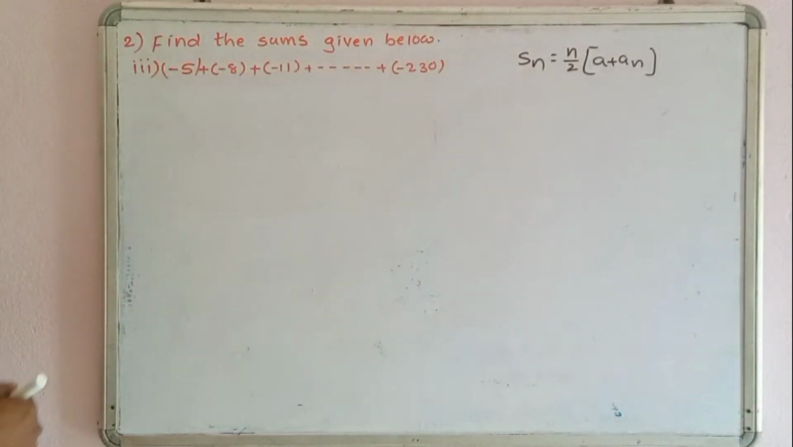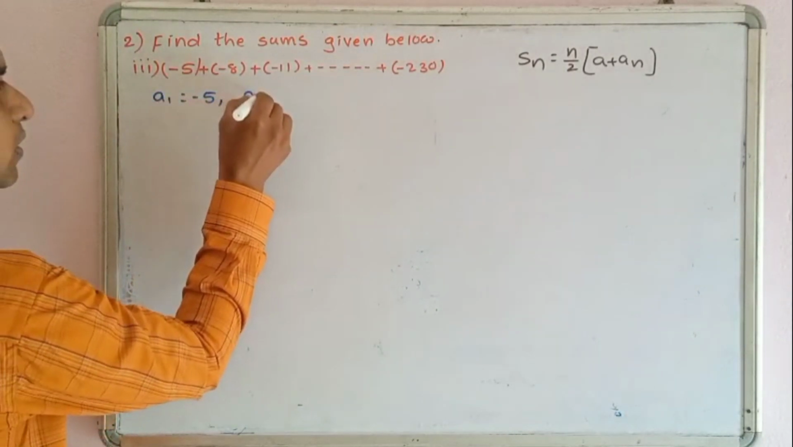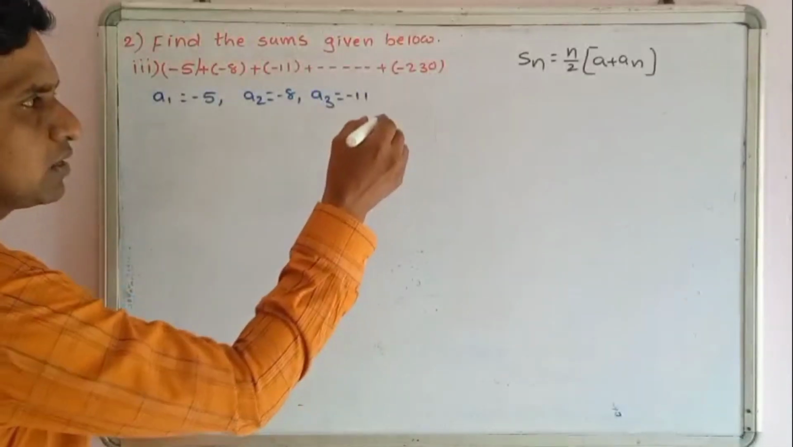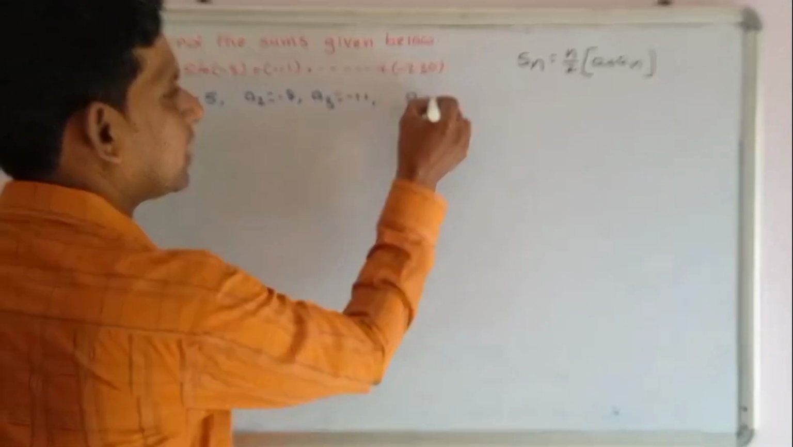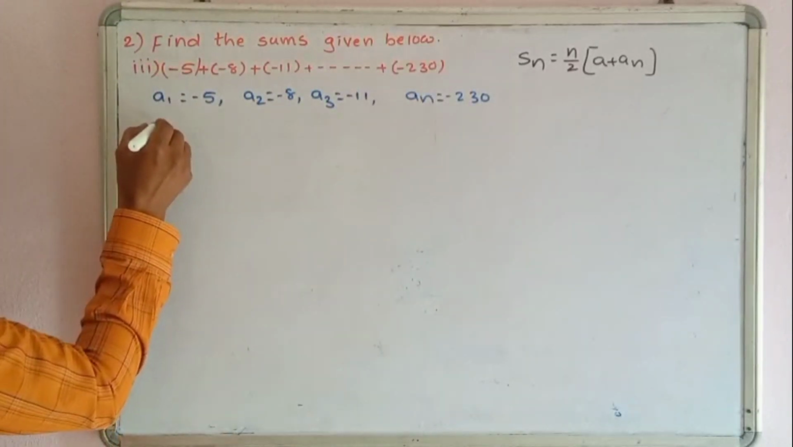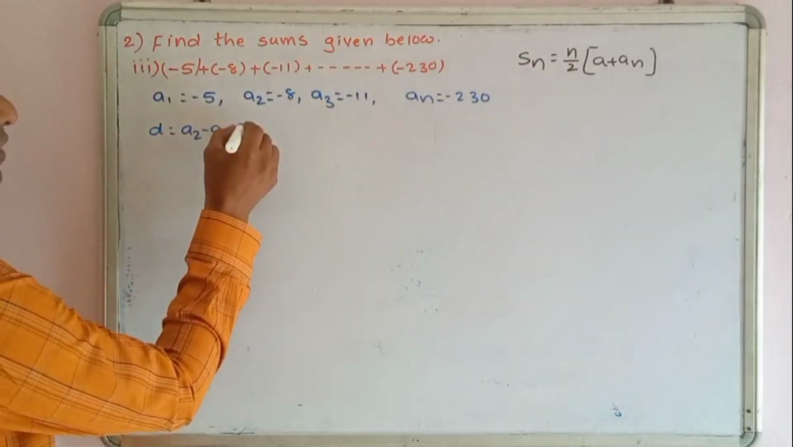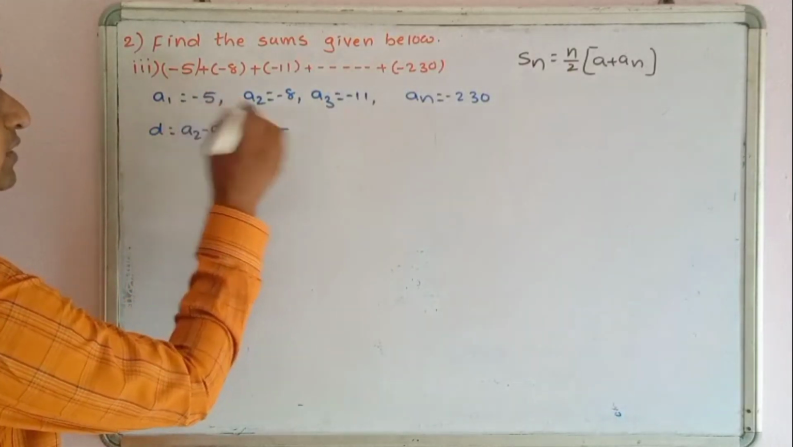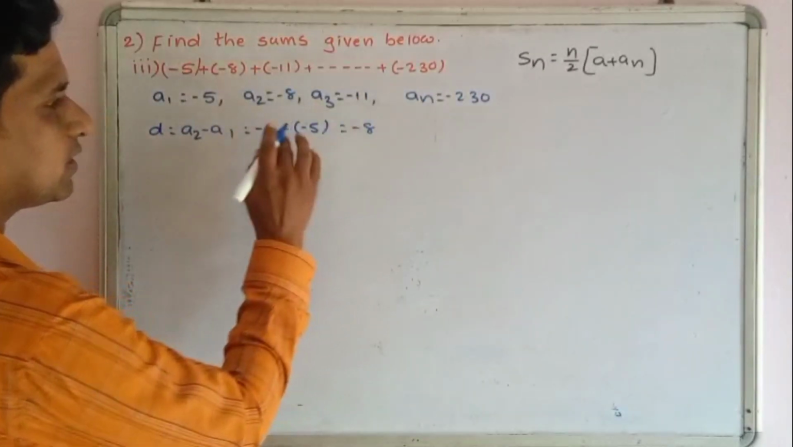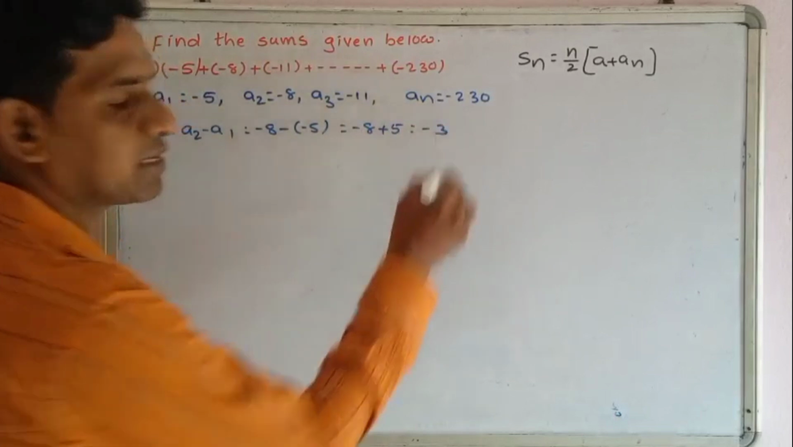First, a1 equals how much here? a1 equals minus 5, a2 equals minus 8, a3 equals minus 11. Let us say the last term an equals minus 230. So d equals, what is the formula? a2 minus a1. That equals minus 8 minus a1, which is minus 5. Minus of minus is plus 5. Minus 8 plus 5 is minus 3.